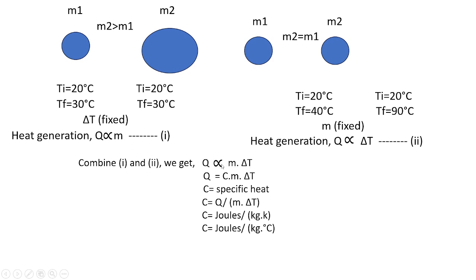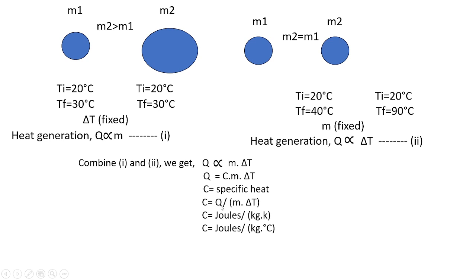What we usually do is remove the proportionality by introducing a constant. So I am introducing this constant, which is nothing but the specific heat. C is the specific heat which we are discussing here. So, as per the terms given, Q is equal to C into M into delta T. So C is equal to Q divided by M into delta T.